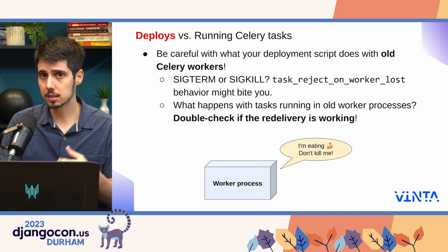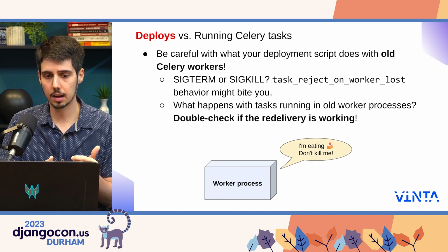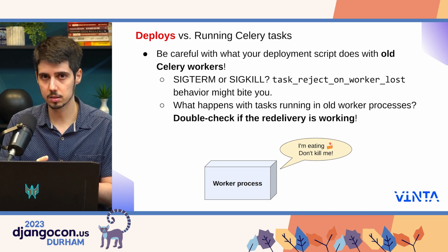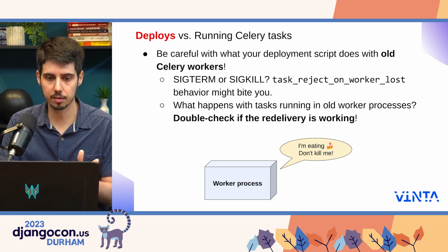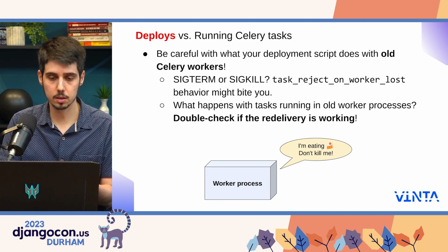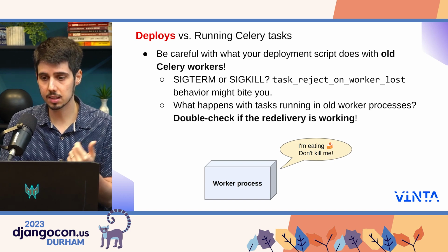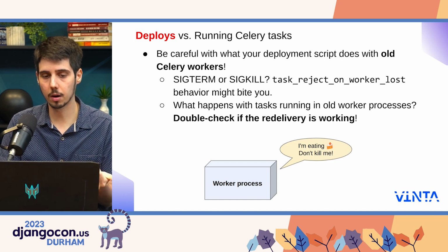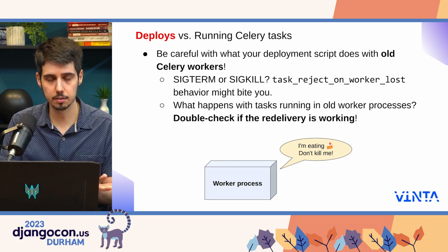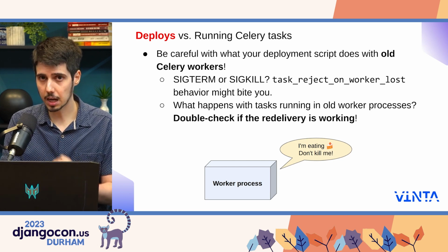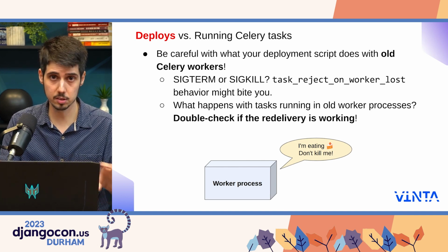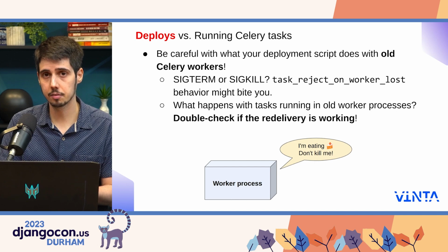About running Celery tasks when you are doing deploys, be careful with that because you have to decide what you are going to do about the old Celery workers if you are refreshing the servers. Are you doing a SIGTERM or a SIGQUIT with the worker processes? If you're doing a SIGQUIT, the task reject on worker loss behavior that we talked about might bite you, because Celery will think that you want to interrupt the task and never retry and never redeliver it again. So check what's happening with your old processes. Double check if the redelivery is working. Double check if these processes are really gone from your machine after you do the deploys.